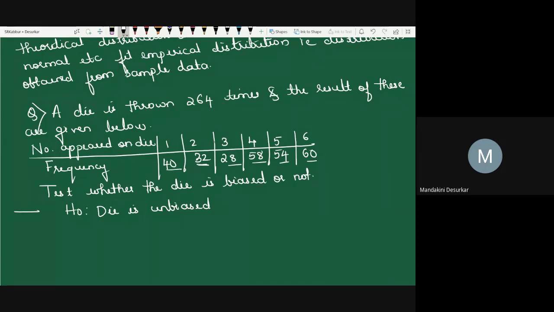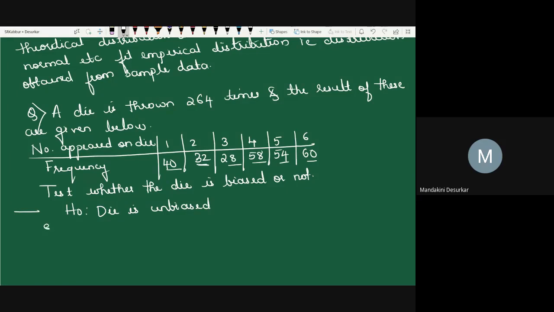Why am I saying observed? Because the question says a die is thrown 264 times. So one has appeared on the die 40 times, two has appeared 32 times, four has appeared 58 times. This is all about the observed frequency. Is this clear? Do you agree with this now?